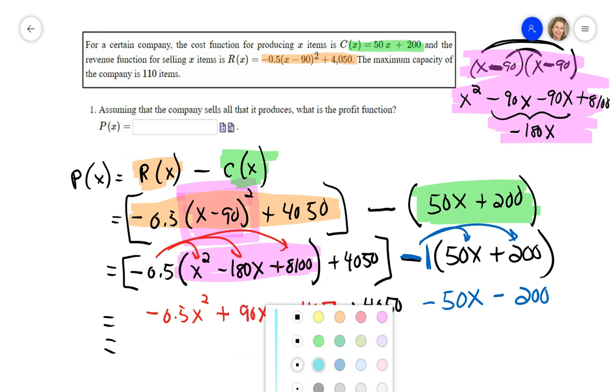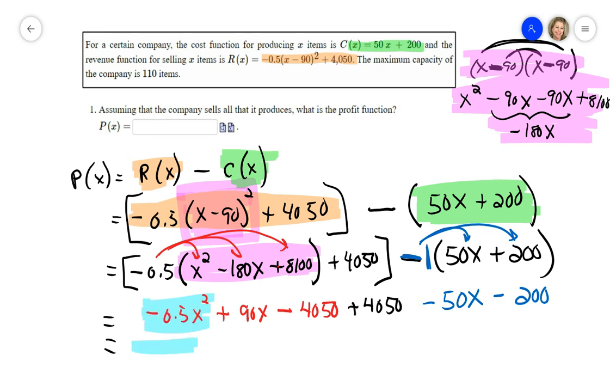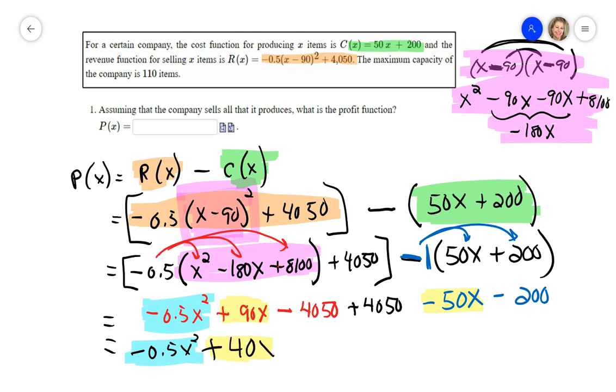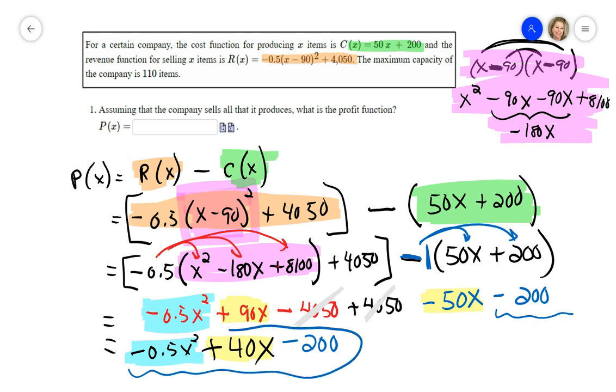There is only one term with an x squared, so that goes first, negative 0.5x squared. Then I've got a positive 90x and a negative 50x. So that's my next term, which would be a total of positive 40x. And then this negative 4050 and this positive 4050 just cancel out. And all I'm left with is this minus 200 at the end. So that is what I get for my profit function, what you type in here.